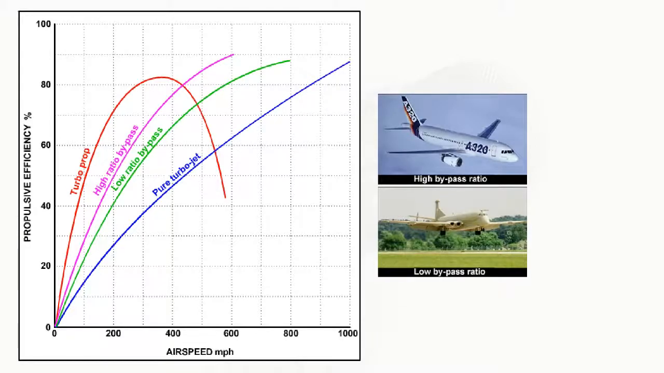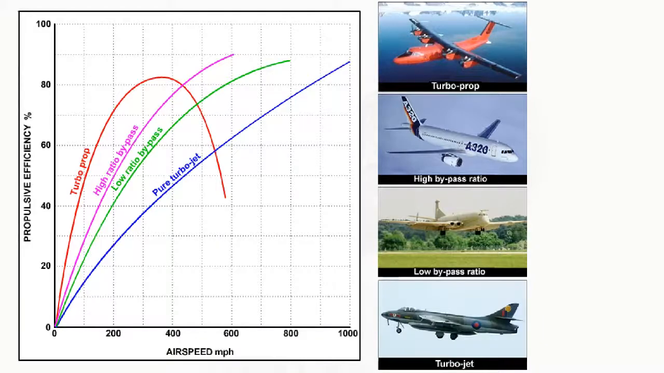Cruising speeds in the order of 800 miles per hour are at present out of the reach of most transport aircraft, and this fact means that in the mid-speed range, where most of the world's jet transport aircraft operate, there is a niche for the bypass engine, both low ratio and high ratio. The low and high bypass ratio engines, which includes the ducted fan or turbofan engine, have a propulsive efficiency which fits neatly between that of the turboprop and the pure turbojet.